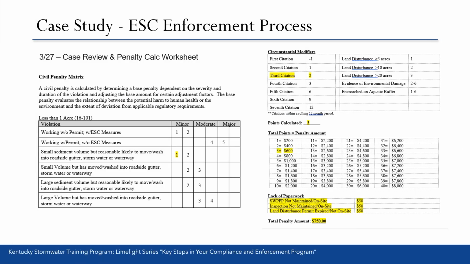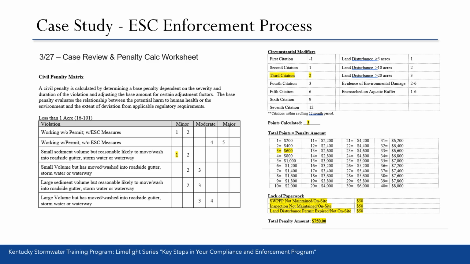So the inspector completed the enforcement referral package and sent it up to our civil citation officer. The civil citation officer then went through, reviewed everything, made sure everything was accurate, and determined what their penalty would be based on the penalty calculation worksheet. As you can see here, he has highlighted how he determined coming up with those penalty points.